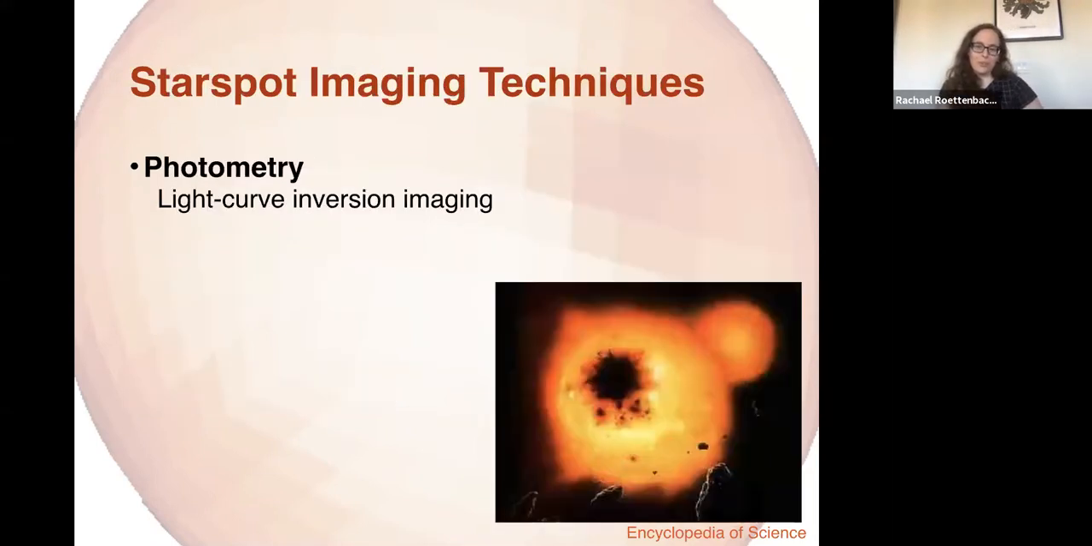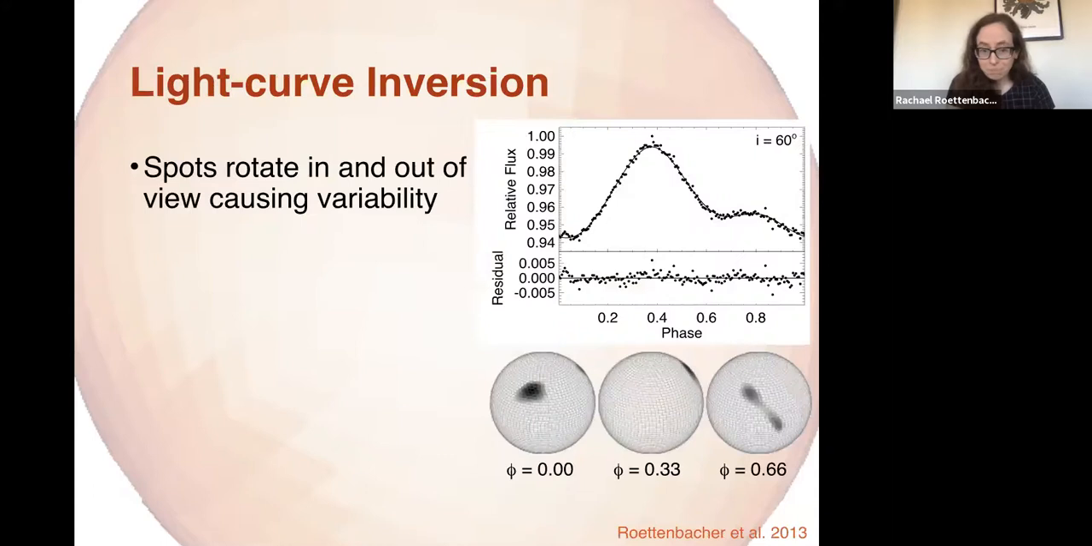So I'm going to tell you about 3 different imaging techniques building up. The first one is with photometry. It's a light curve inversion technique. And what we do is we just look at how the light curve changes over time because of the spot rotating in and out of view. When the spot comes into view, the light curve is going to decrease. It's going to get dimmer. And then when it rotates out of view, it's going to get brighter.